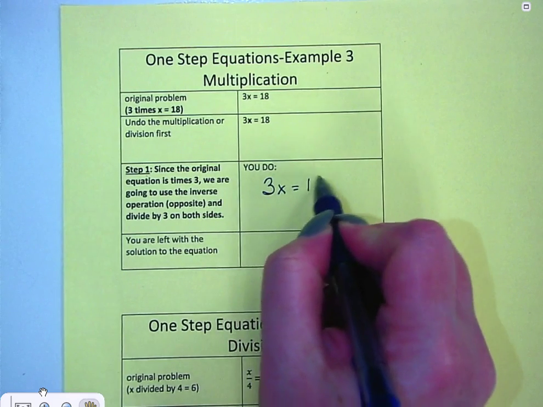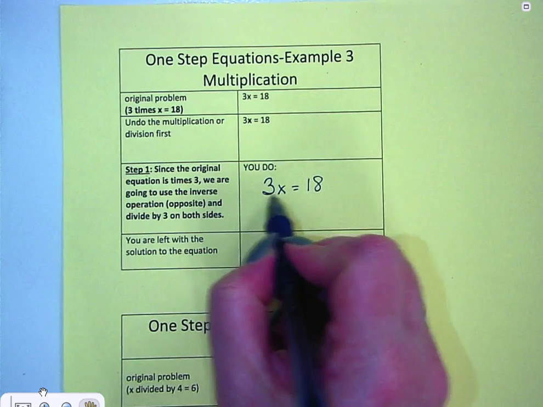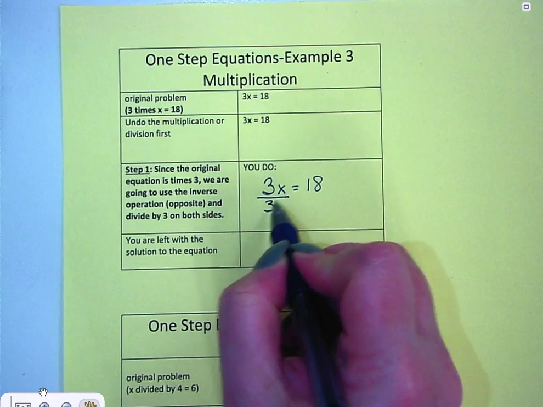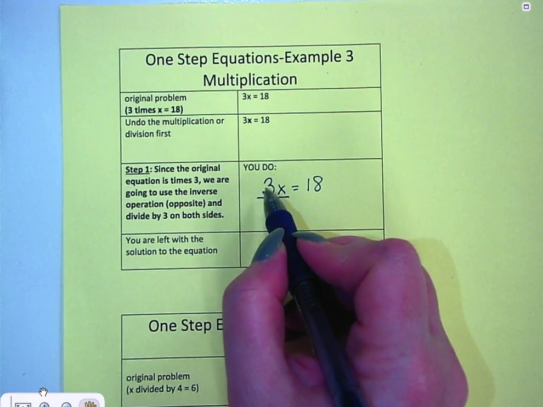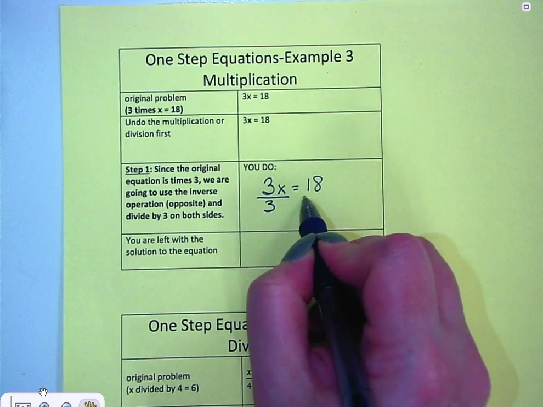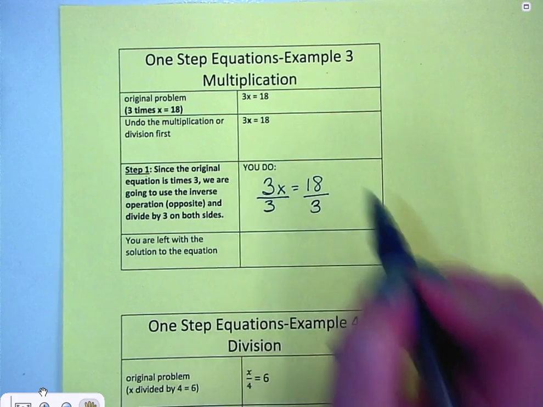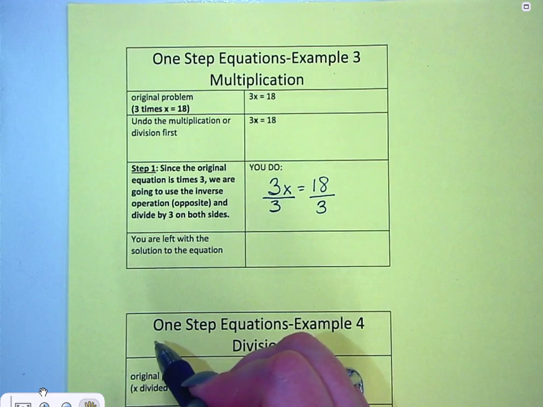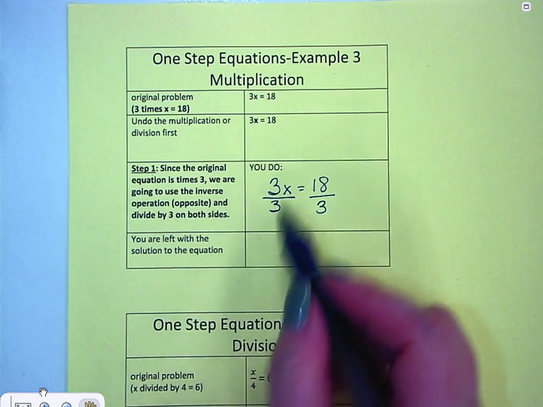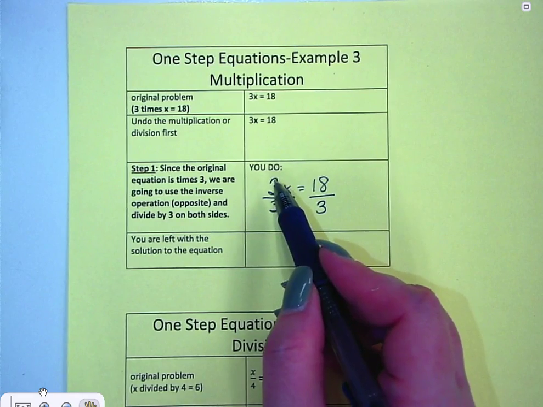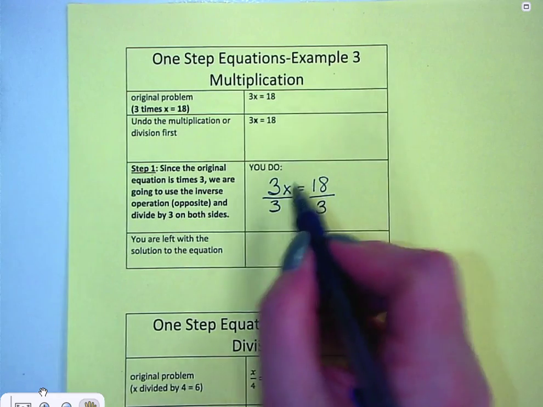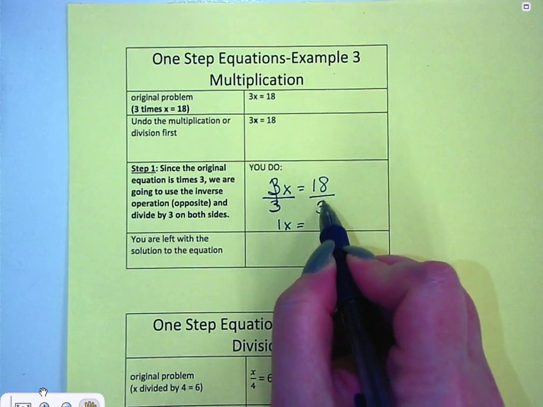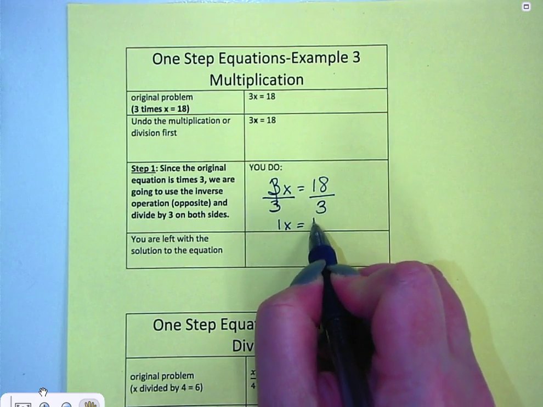3x equals 18. And we show division using a fraction bar. 3x divided by 3, because we want the x by itself. So whatever we do to this side of the equal sign, we have to do to this side. So we're going to do 18 divided by 3. What's 3 divided by 3? 3 divided by 3 is 1. So we're left with 1x equals 18 divided by 3 is 6.